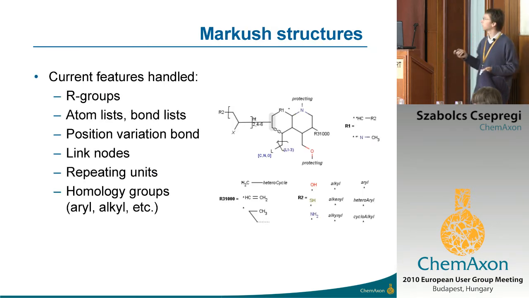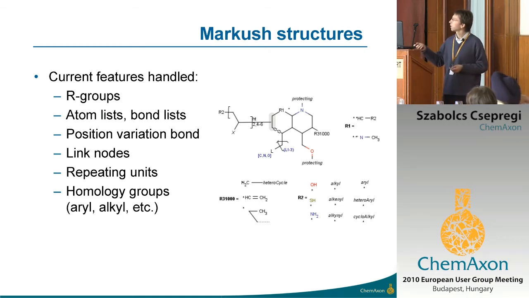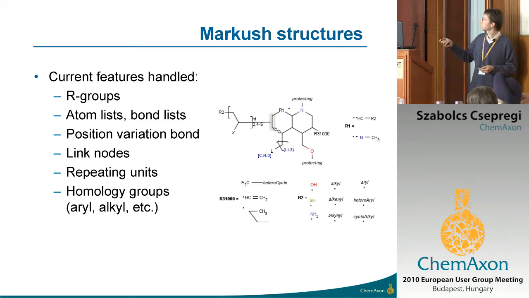Now we have reached this stage where we can handle the following generic features. We can handle R groups, like the one here. We supply the definitions of these R groups like this on the depiction. R groups can be embedded into each other, so you can see that R1 here refers to R2, which is further defined here. We have atom lists, like here at this position there can be a carbon, oxygen, or nitrogen.